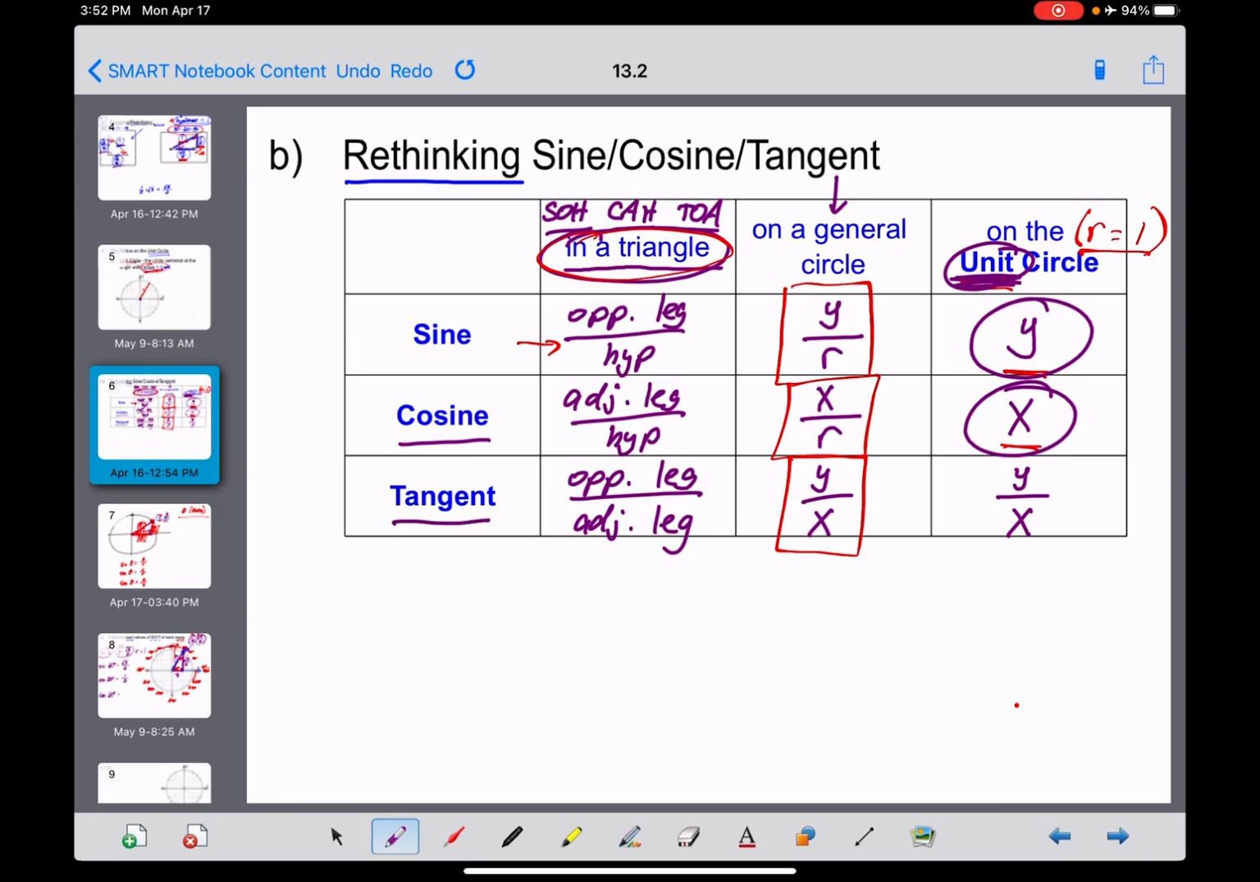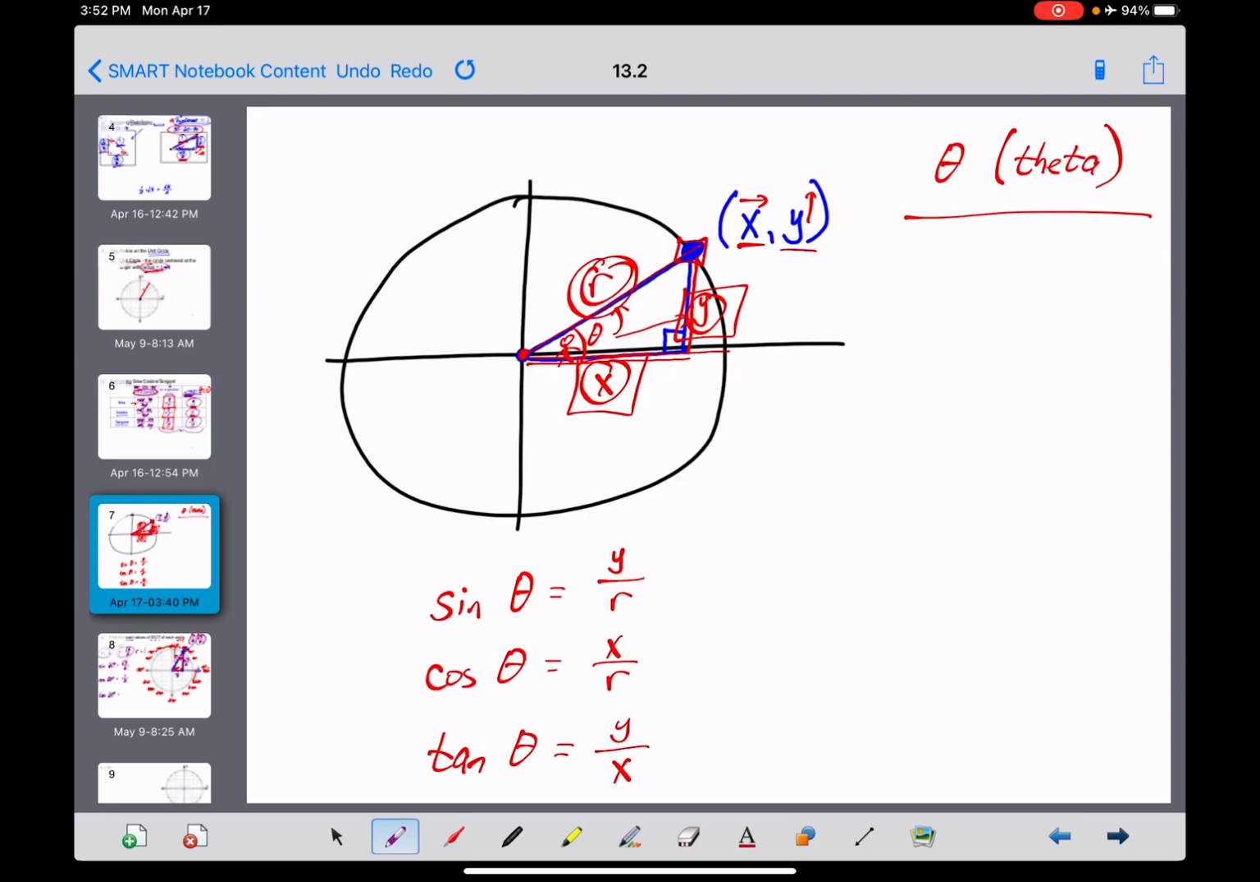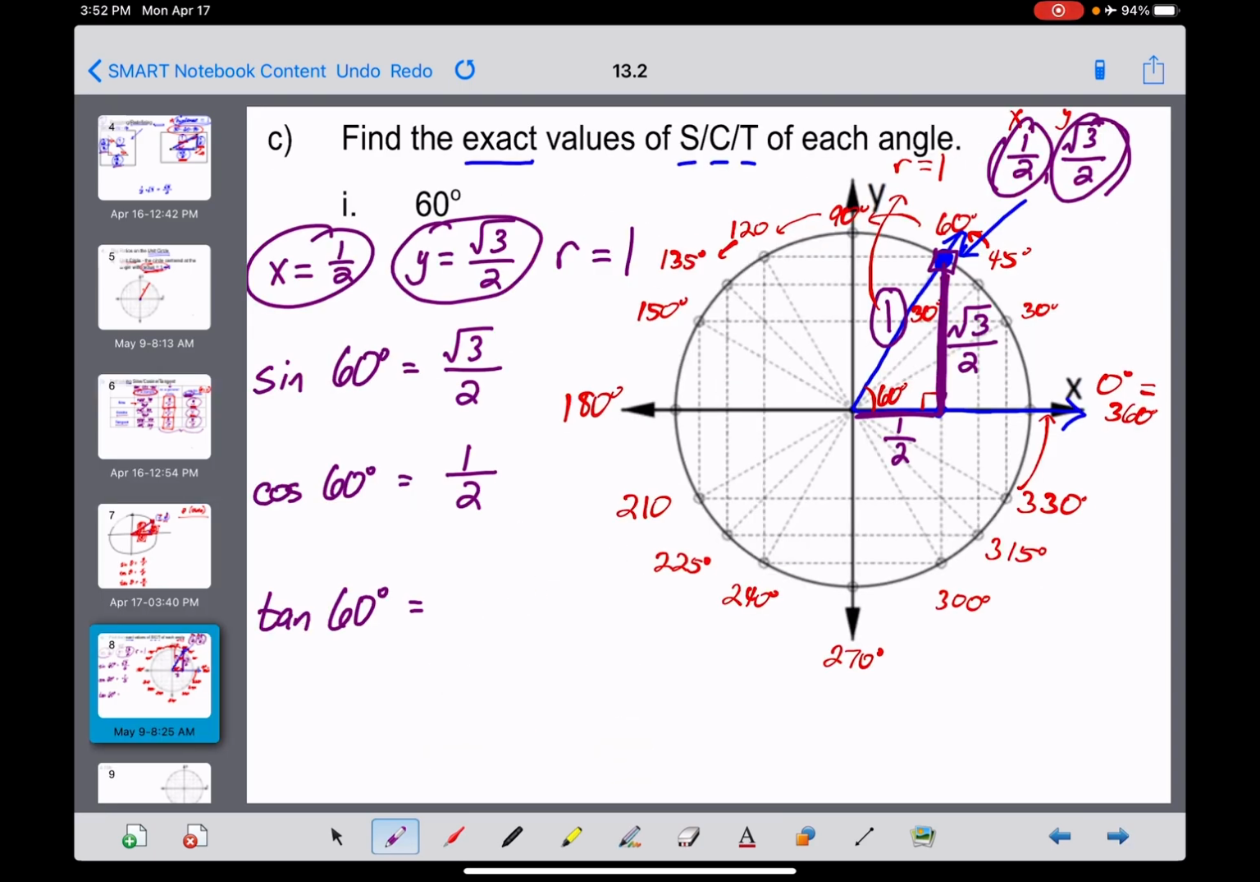So tangent, and it doesn't matter whether we're on a general circle or a unit circle, it's always the same, is y divided by x. So tangent, this gets a little ugly, guys, is the y-coordinate, the square root of 3 over 2, divided by the x-coordinate, which is 1/2. And we don't ever like to divide by a fraction. So what we're going to do instead is take that numerator, root 3 over 2, and multiply it by the reciprocal of the denominator. Dividing by 1/2 is the same thing as multiplying by 2 over 1. And what happens here? Those 2's cancel each other out, and we just get the square root of 3.